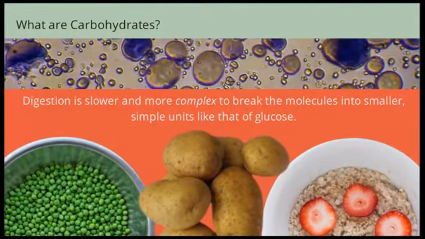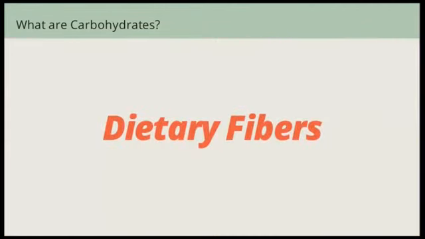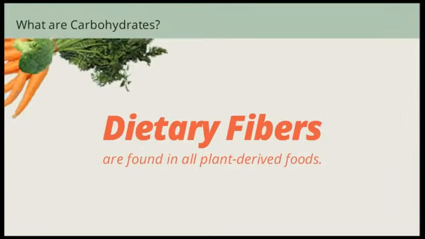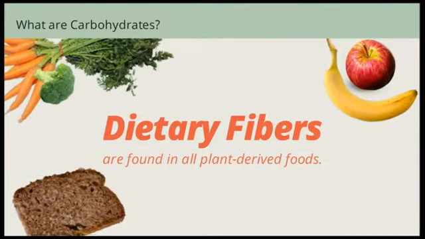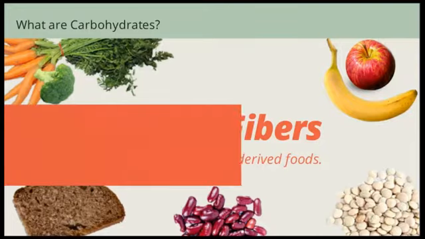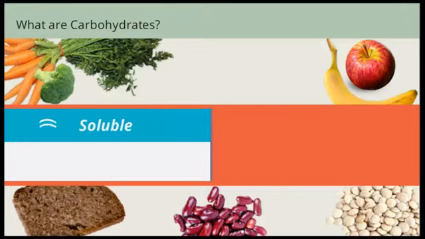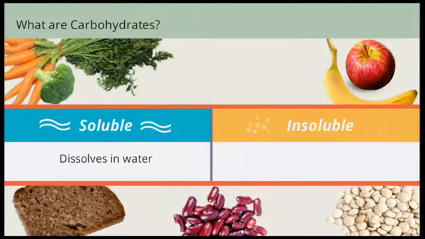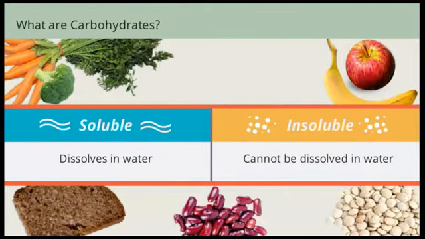Complex carbohydrates also contain dietary fibers. Dietary fibers are structural parts of plants and are found in all plant-derived foods such as vegetables, fruits, whole grains, beans, and lentils. Dietary fibers can be categorized into two groups according to how they are dissolved in the body. Some dietary fibers dissolve in water and are referred to as soluble fibers. Another type of dietary fiber is called insoluble fiber and cannot be dissolved in water.